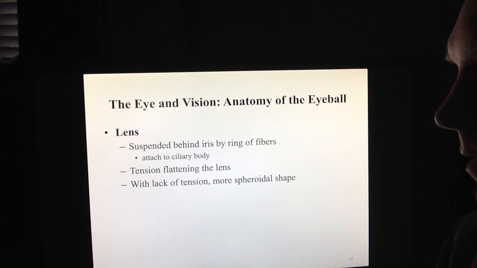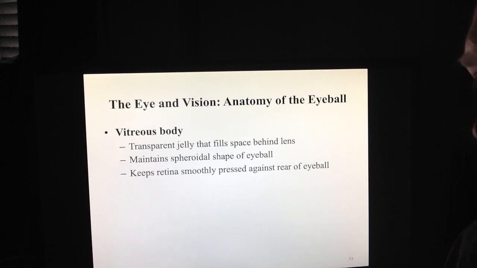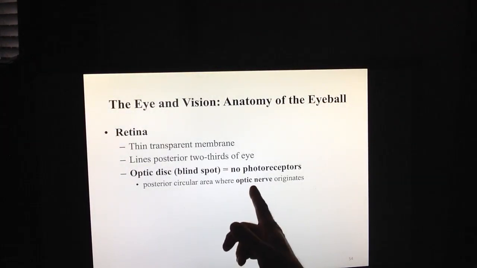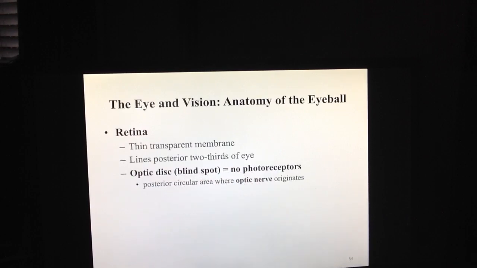All right, the lens is the structure that focuses light on the retina. It's transparent proteins, just like the cornea. The vitreous body is the jelly-like material that keeps the retina pushed back up against the back of the eye. The retina is the photoreceptive layer. That is an extension of the optic nerve. And where there are no photoreceptors, or where the blood vessels exit in the eye, that's called the blind spot.